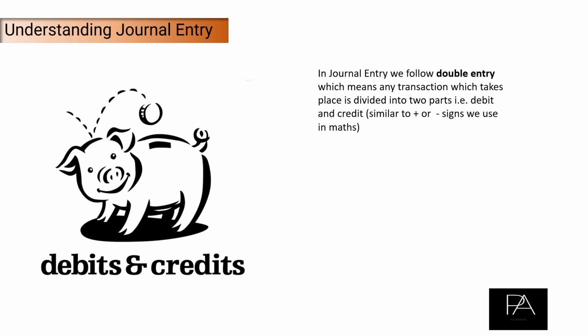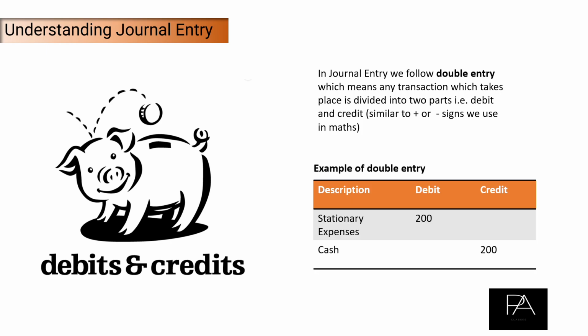For simplicity, I have mentioned that debit means positive and credit means negative. The way we use in maths, it's pretty similar to that. So I have given another example of double entry: the stationery expenses will be debit, cash credit. I know you cannot understand why this is debited and why cash is credited. You will get this in the upcoming slides. But this is how a double entry transaction works. In case of stationery, I just took the pen as an example.